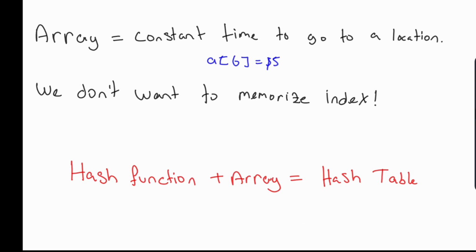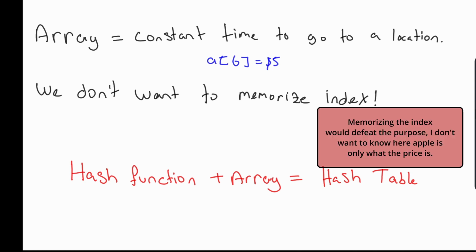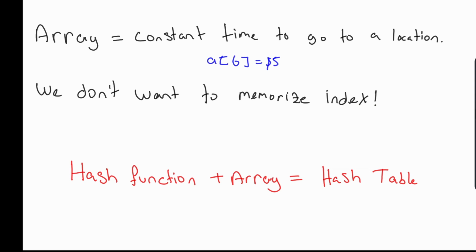And by using this logic, if we know that Apple is at, let's say, 100, we can just go to 100 and find the price. But we don't want to memorize the index for each product, right? Oh, Apple is at 10. Well, might as well memorize the price then, right? Apple is $5. Instead, we want to type Apple into a function, and it should give us 6, and we should go to 6 and find that Apple is $5. So we can do that by using a hash function and an array. If we use both a hash function and an array, that will give us a hash table.